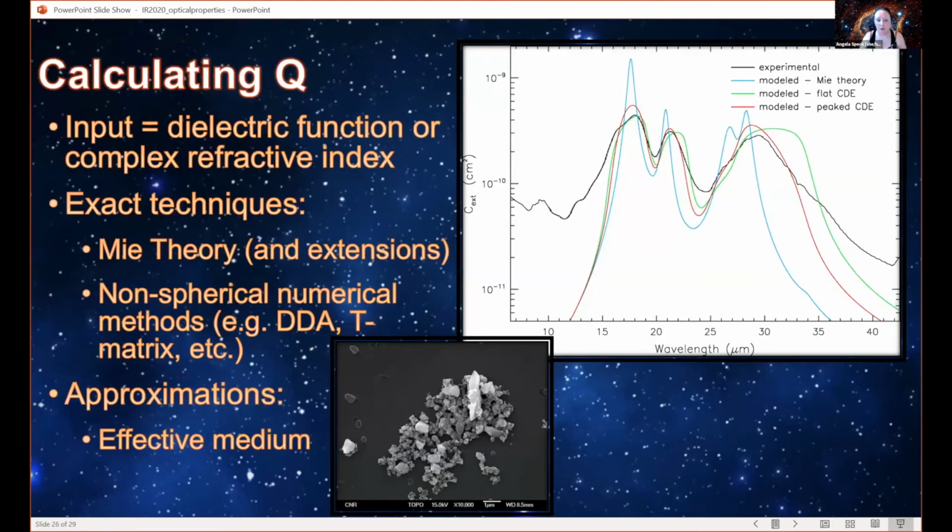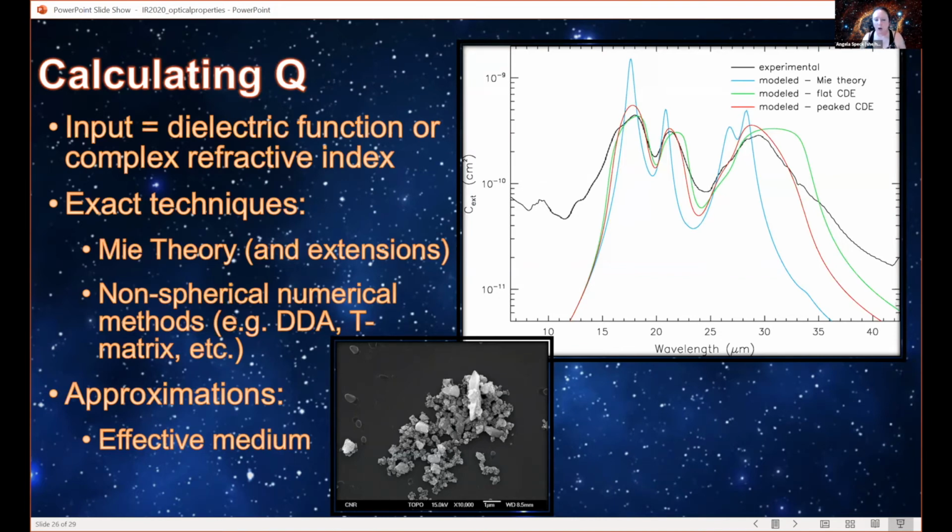We can use the dielectric function or the complex refractive index, and we can calculate what things will look like. Now, most people are familiar with Mie theory. That's considered to be an exact technique. There are extensions of it. It's really hard to do an exact calculation for something that's non-spherical, but there are things that do it, like the discrete dipole approximation, like the T-matrix. There are also other things we can use, like effective medium theory.